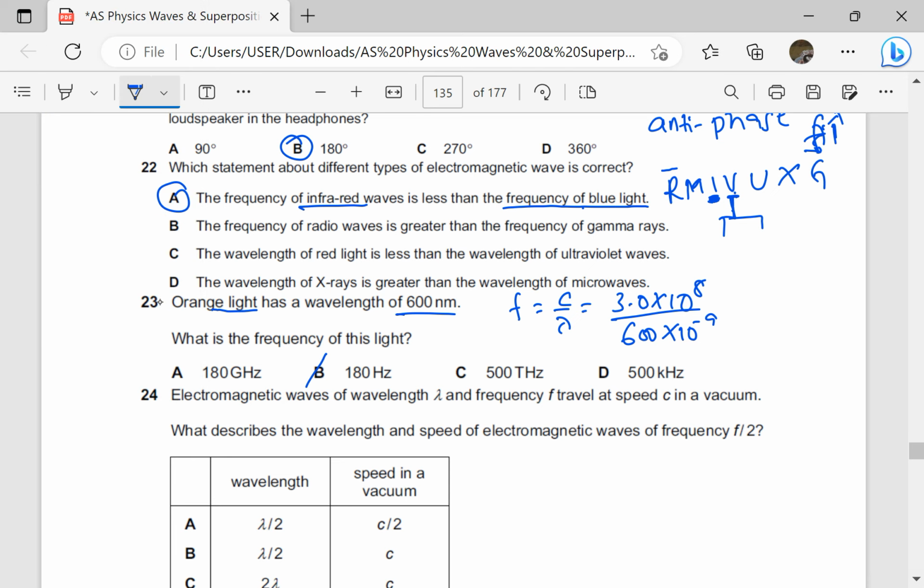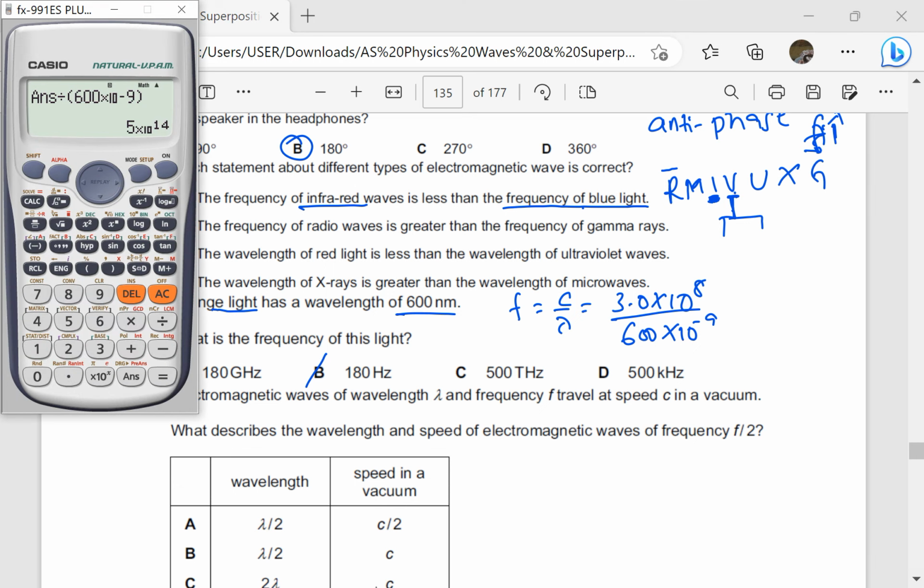So it means B is wrong and A is also going to be wrong. So let's check C and D. We can change it to tera. Tera is 10 power 12. So I will divide by 10 exponent 12, which is 500. So our answer is going to be C.